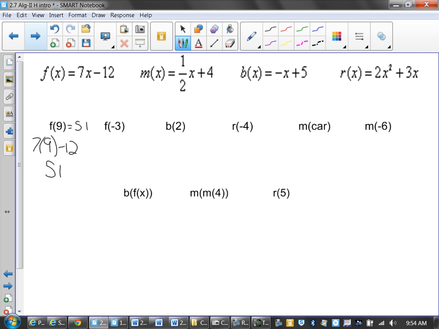Now, if you want, you can use your calculator and set up tables by using the y equals button and going through tables. Sometimes that is very beneficial, especially if you're a student who messes up on negatives, because it alleviates that problem. But take a second, try a couple of those. And I'll explain what b of f of x is and m of 4 is, so don't do those two yet. I'll show you what that means in a second.